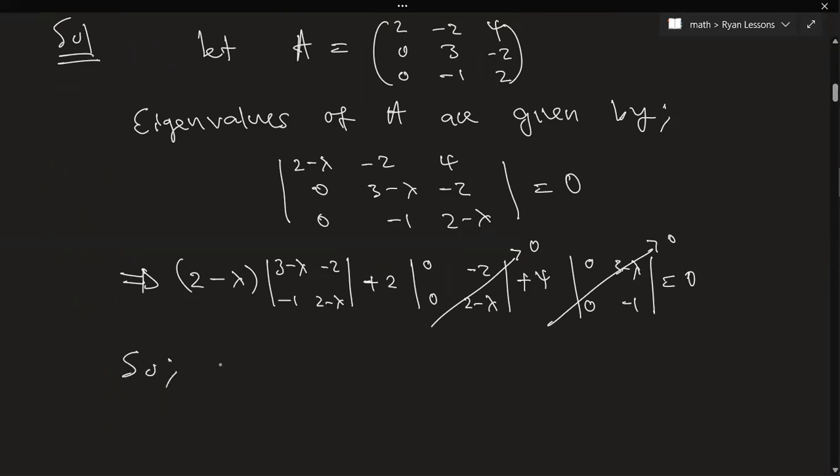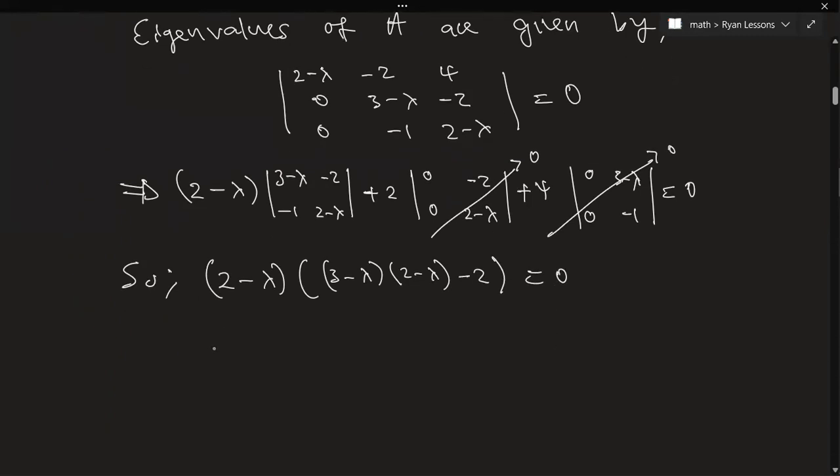So it follows that here we have 2 minus lambda, and then these will give us (3 minus lambda)(2 minus lambda) minus 2, equal to 0. Let's simplify. We get 2 minus lambda, then if we expand these two brackets, we get lambda squared minus 5 lambda, then we have 6, then minus 2, so plus 4, all equal to 0.